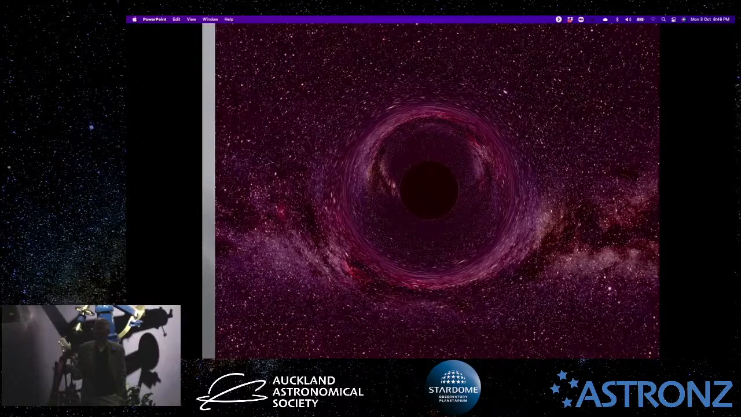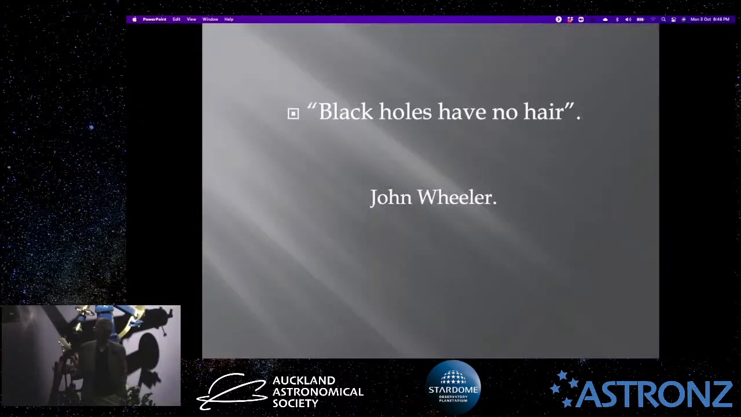John Wheeler had a good turn of phrase for this. John Wheeler was an American scientist working in the 1940s and 50s. And he did quite a lot of work on black holes.